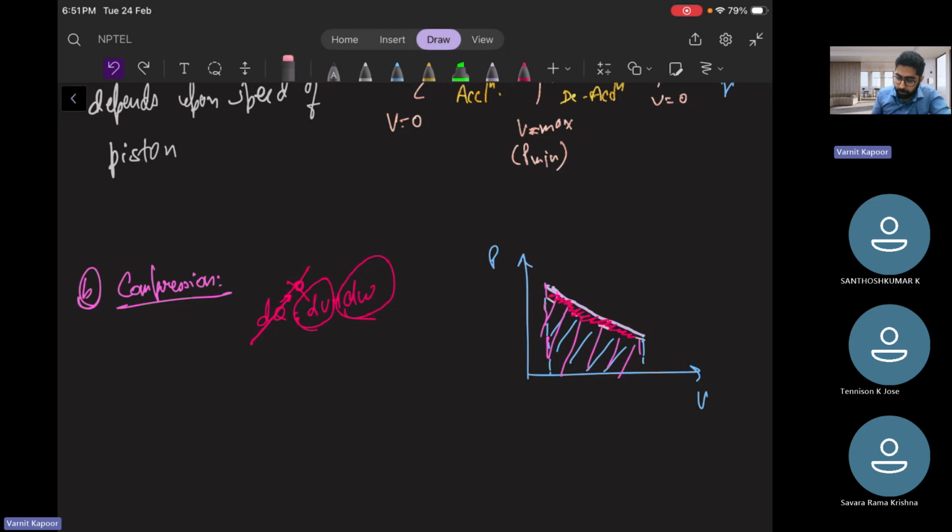Let me remove this and make it clear. I think this is the maximum limit, so I'll use another.